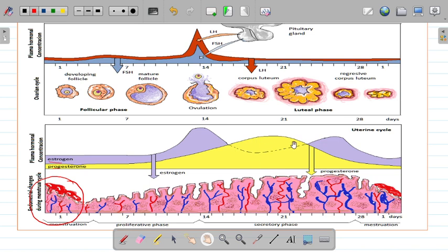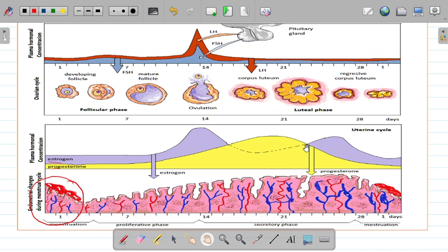So that means now the hormone that is very prominent in the body right now is what? Is your progesterone. Now notice that when progesterone is at its highest, the levels of luteinizing hormone and follicle stimulating hormone start to drop. But we'll get to that later.